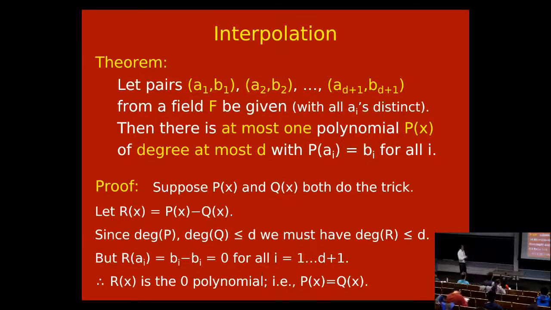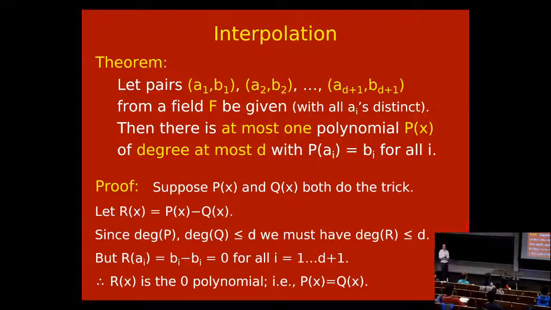You just say, okay, suppose that you have 2 polynomials, p and q, that both have degree at most d and both fit the data. At the end, I'm going to show that p equals q. That's a general strategy for showing there's at most one object that does something: you show that if you have 2 of them, they have to be the same.